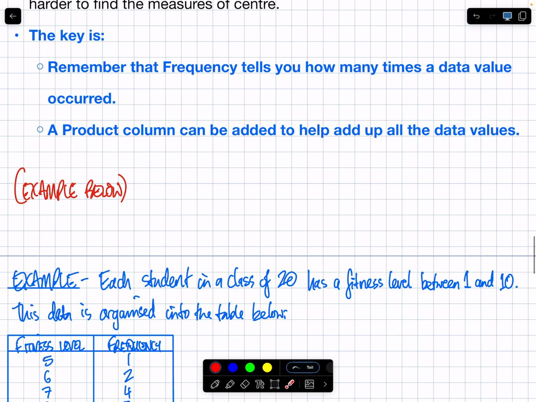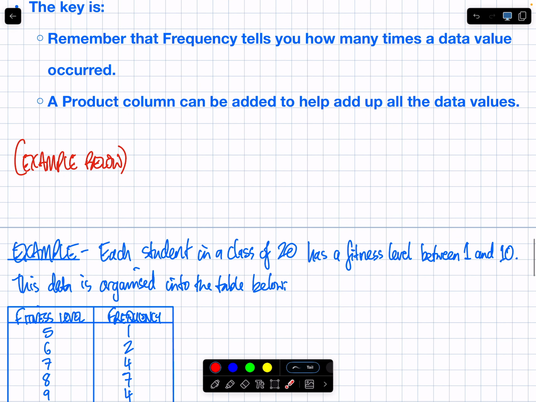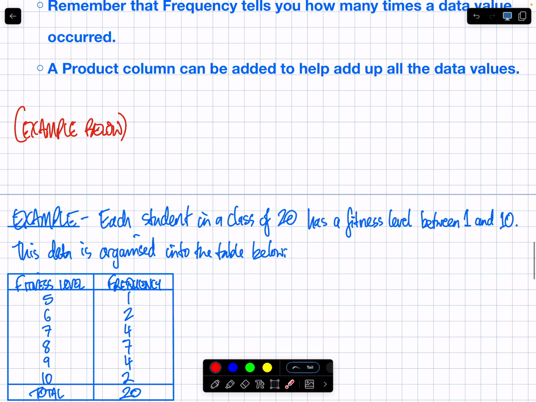And I'll just scroll down just enough so you can start getting the example down, but you can still get those notes there. So example, each student in a class of 20 people has a fitness level between 1 and 10. The data has been organized into a table below. So can you get that data down, please? Fitness level 5 to 10. So thankfully in that class there was no one with a fitness level of 4 or below. Frequencies 1, 2, 4, 7, 4, 2.